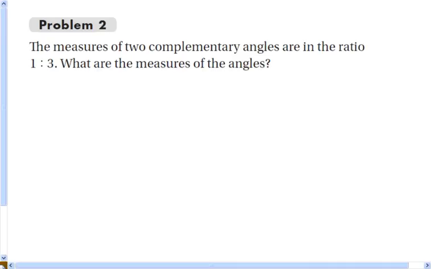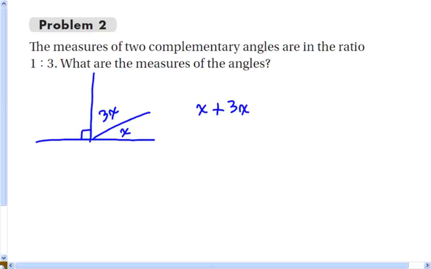All right, problem 2. The measures of two complementary angles are in the ratio of 1 to 3. Complementary angles are two angles that add up to 90, so let's say we have that. And the ratio of the angles is 1 to 3. So just think, let's say this one is x, we don't really know it. If the ratio is 1 to 3, then that means this one here is 3 times as large as that one. And so together, the two add up to 90.